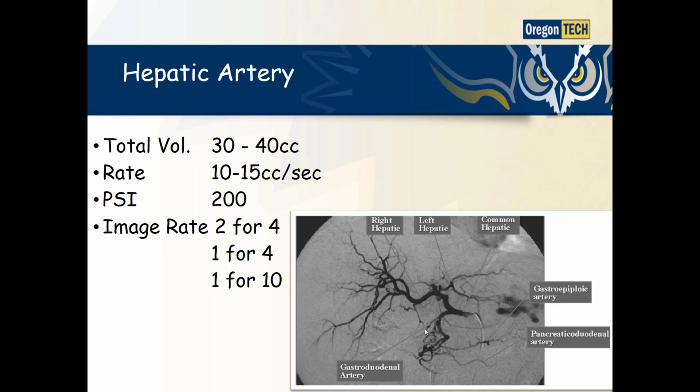You have the gastroduodenal artery coming through here. And then the gastroepiploic. This is on the greater curvature of the stomach. You're going to have a right gastroepiploic and a left gastroepiploic that will anastomose on the outer curvature.